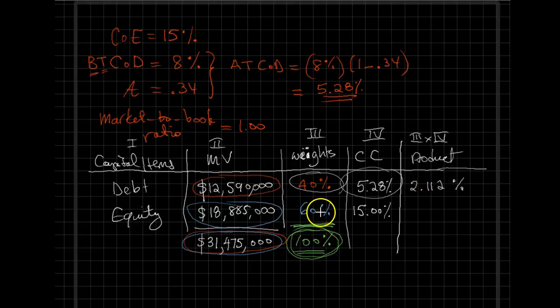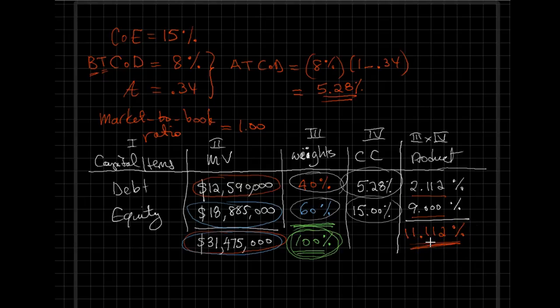2.112%. And we do the same thing for equity. 60% times 15% comes out as 9.00%. Now in the final step you add these two to receive 11.112%. That figure is the number that we were seeking.